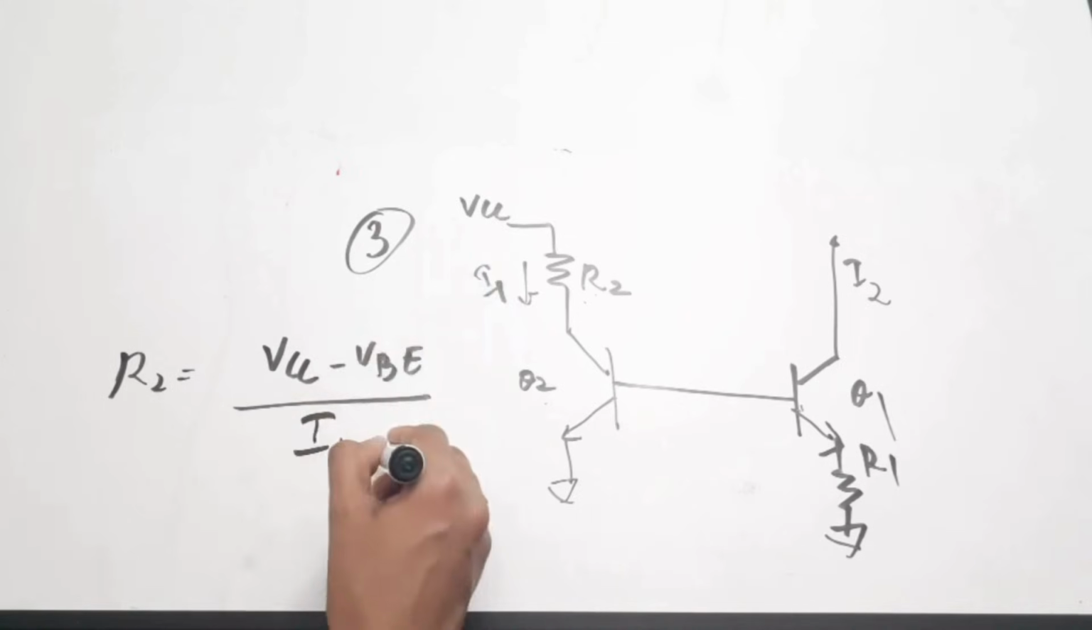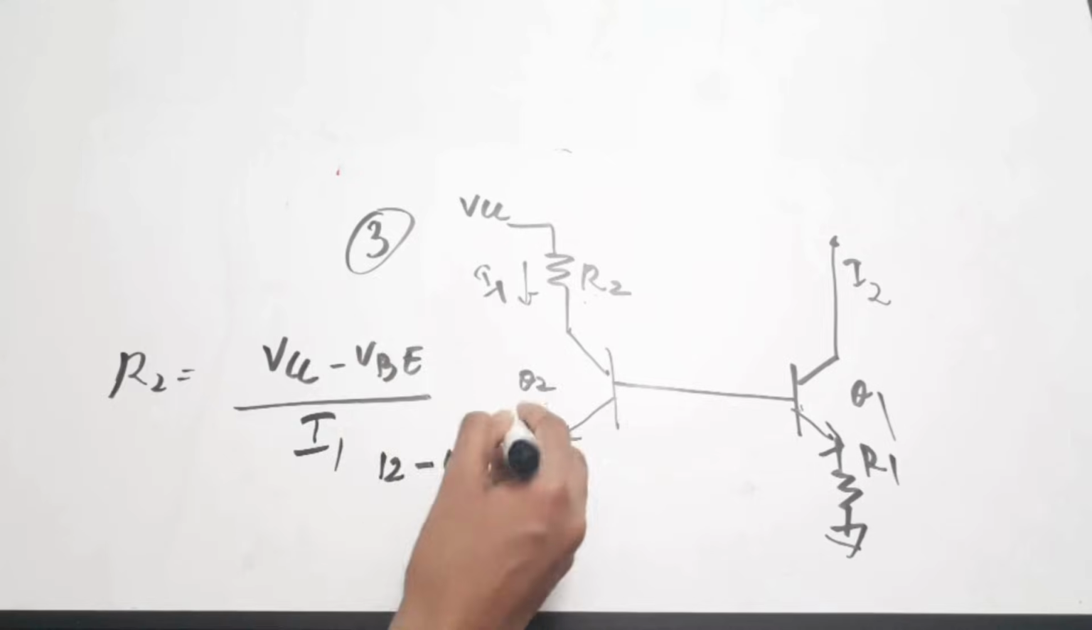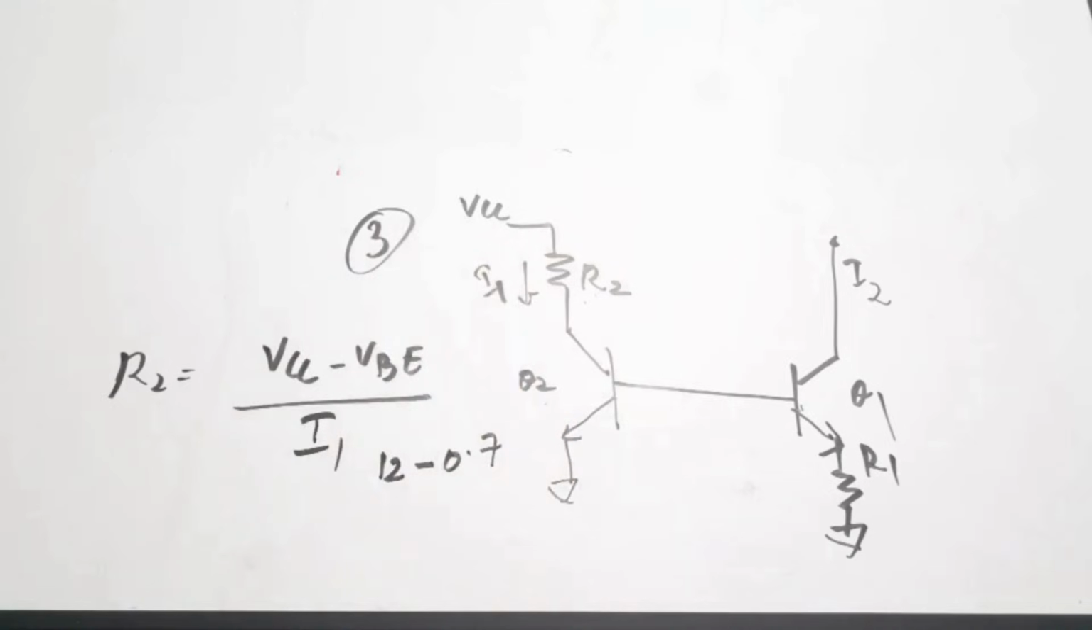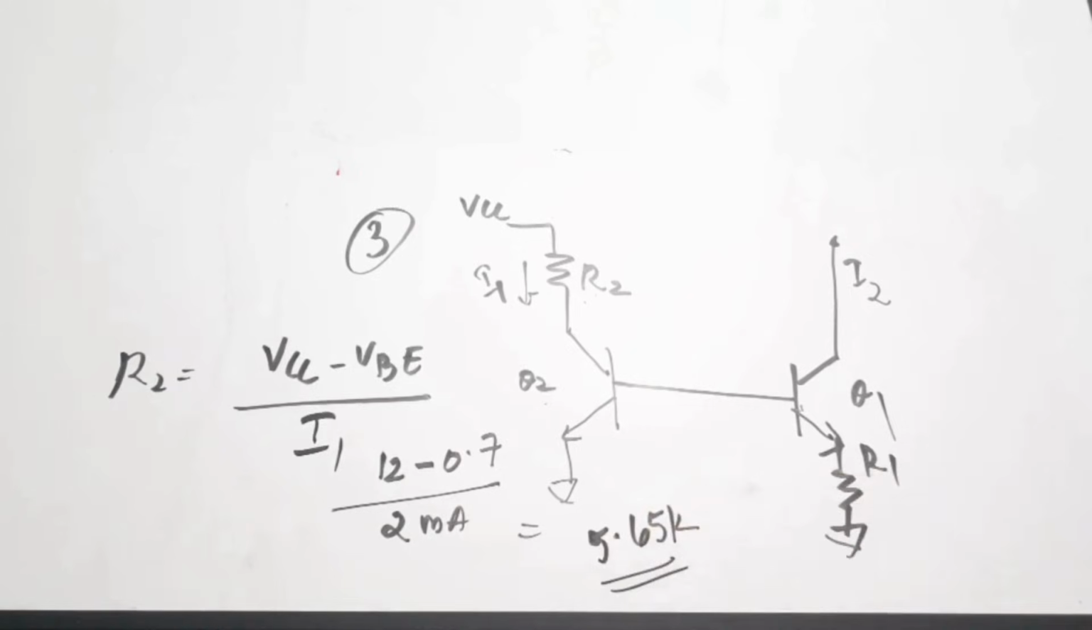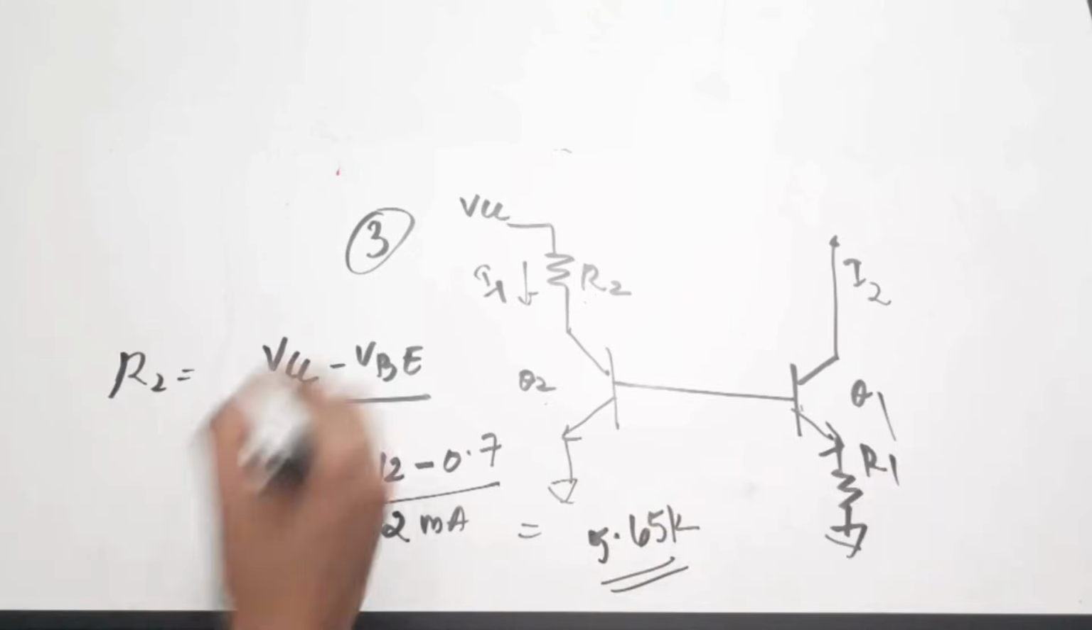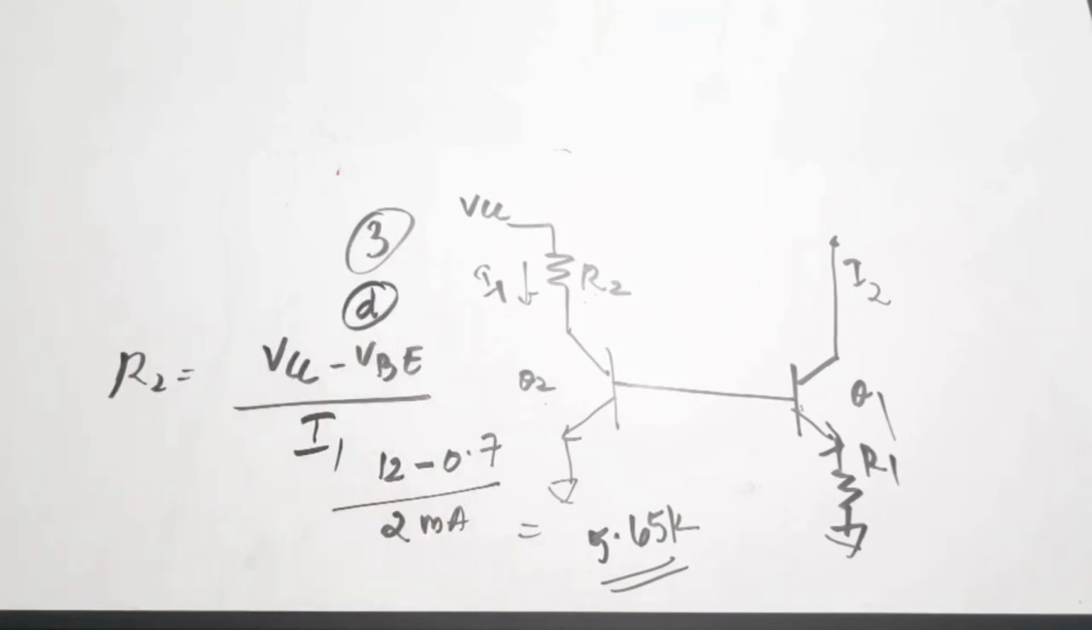So VCC is 12, right? So 12 minus 0.7, since it is given that both the transistors are identical silicon transistors, VB will be 0.7 only. I1 is 2 milliamperes. If you solve it, you will get the value as 5.65 K, right? This will be your value for R2. Correct answer is option D, which is 5.6 kilo ohms. This is the answer for your third question. Moving on to the fourth question.